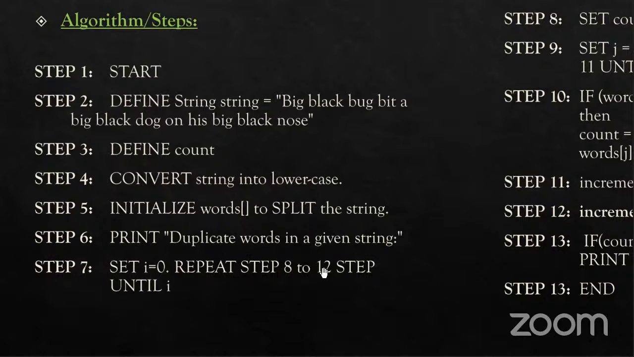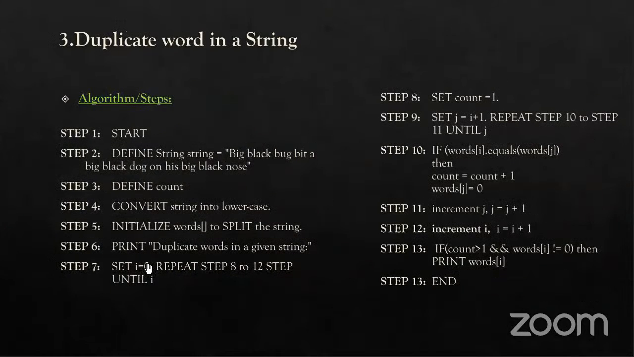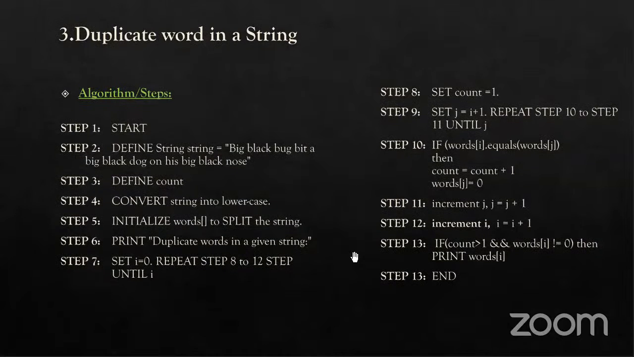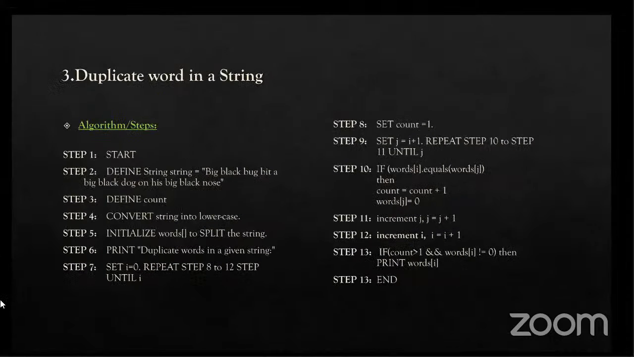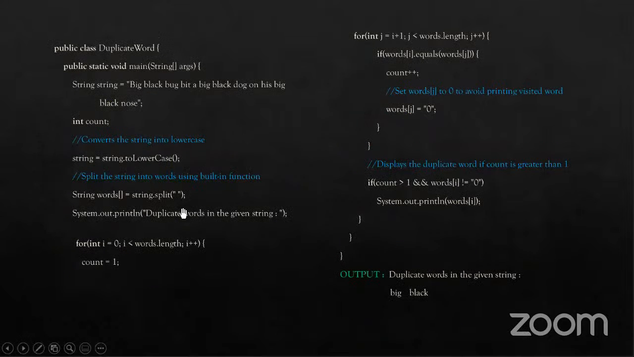Next, I am printing the duplicate words in a string, and setting a for loop, repeating the same thing we did in the previous program for counting characters. Here we are splitting the string into words and counting. It is just like the same thing, but the only difference is the splitting. Here we are comparing the words. Okay, I will explain the program.